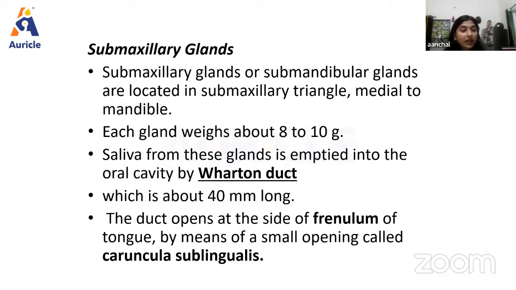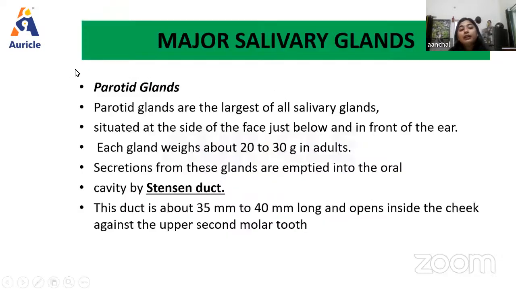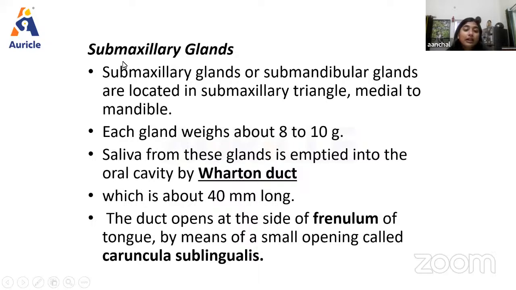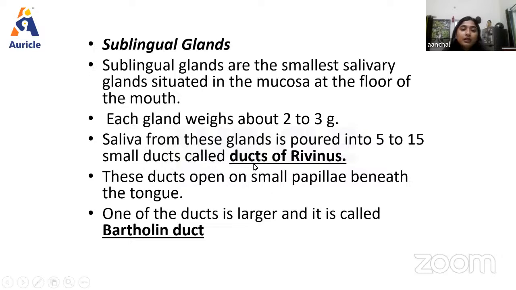So basically, this is an MCQ question. If we talk about the duct of the parotid gland, we have the Stenson duct. And if we look at the duct of the submaxillary gland, we have the Wharton duct. It is about 40 mm long. The duct opens at the side of the frenulum of the tongue by means of a small opening that is known as the caruncula sublingualis.